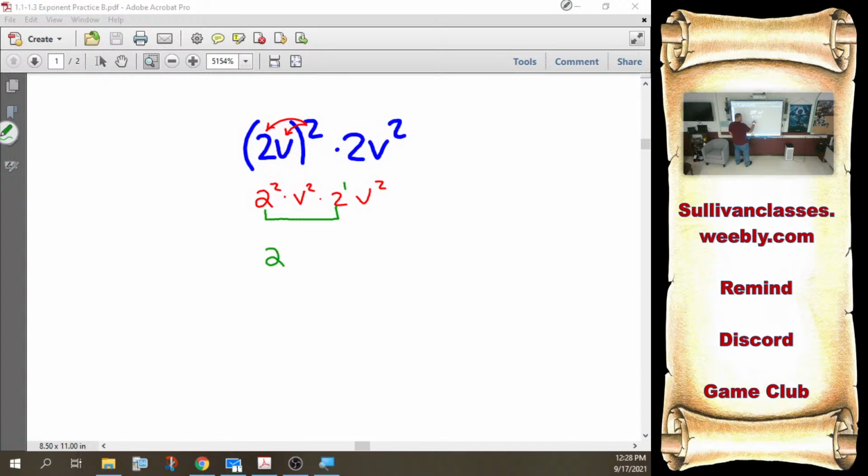So maybe I'll switch to 2 to the second times 2 to the first times v to the second times v to the second. What do I do with 2 to the second times 2 to the first? Which rule? Exponent times exponent, add them up. So I'm going to do that for both. I'll add these and add those. So we'll say 2 to the third and v to the fourth. Now v to the fourth is just v to the fourth. I can't do anything with it because I don't know what v is. But I know what 2 is. It's 2.